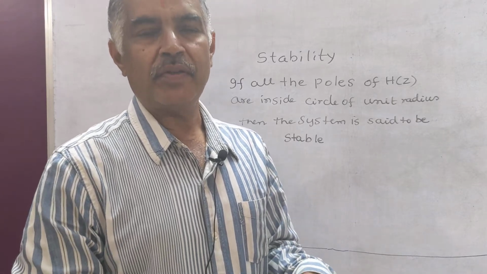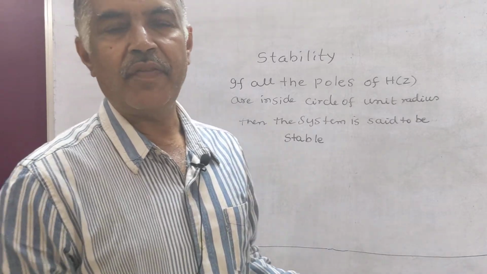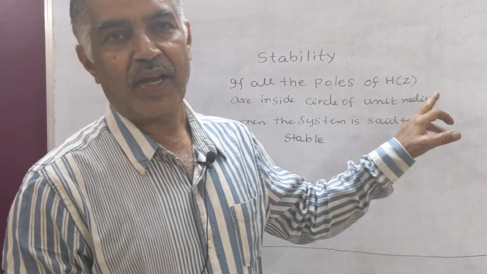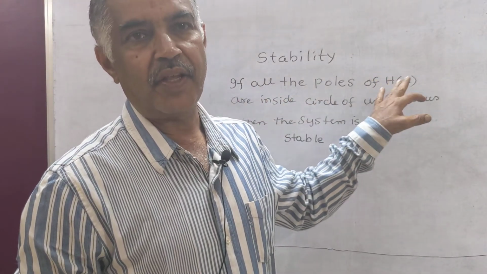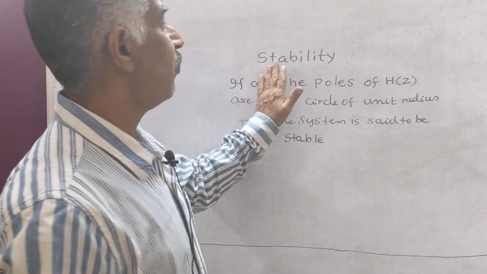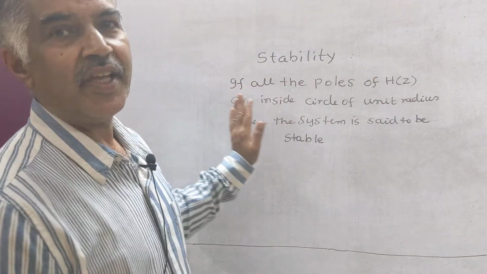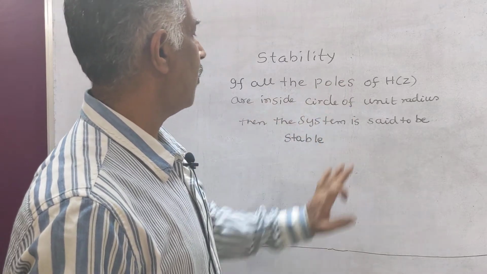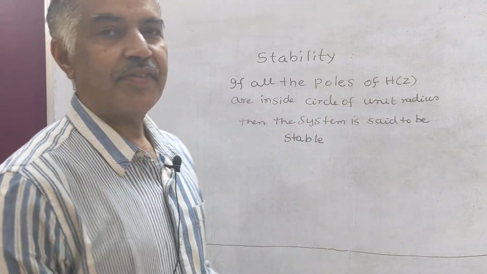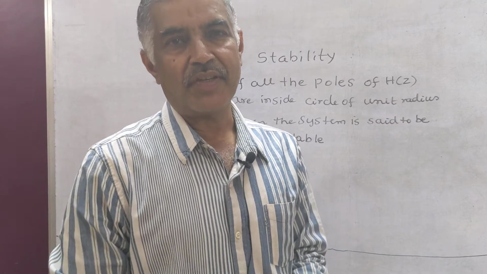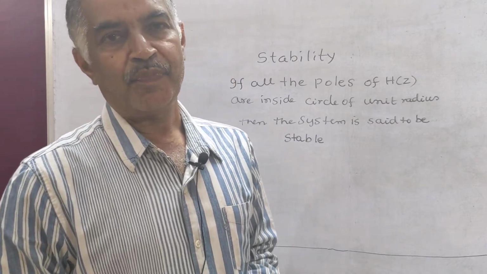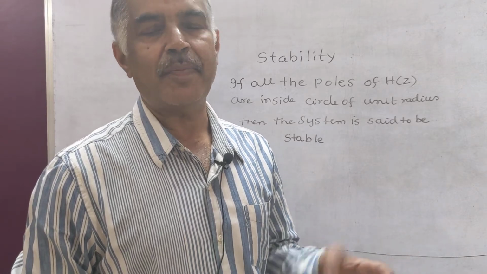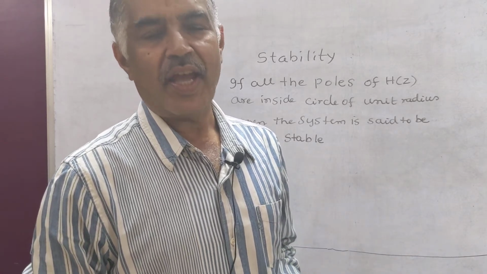And students must remember that it is related with DTFT, and as I have not taken up DTFT, I am not in a position to give you proof for this. So I am just making a statement. If all the poles of H(z) are inside the circle of unit radius, then the system is said to be stable. In the next class, I will work out problems on testing the causality property as well as the stability property using H(z).